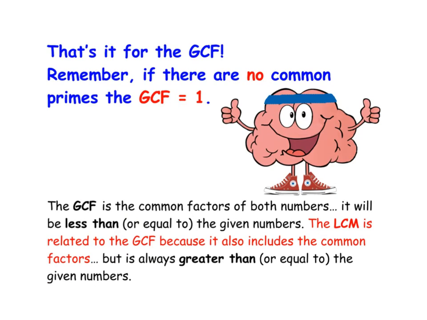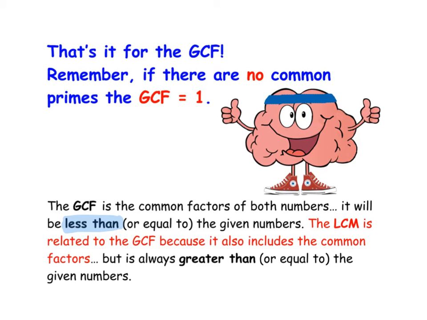Looking at now the GCF, we do have to remember that if there are no common primes, the GCF is 1. The GCF is the common factors of both numbers. GCFs will be less than or equal to the given numbers. And so if you don't get a number that's smaller than or equal to the numbers you're looking at, that's not the GCF. The LCM is related to the GCF because it also includes the common factors.